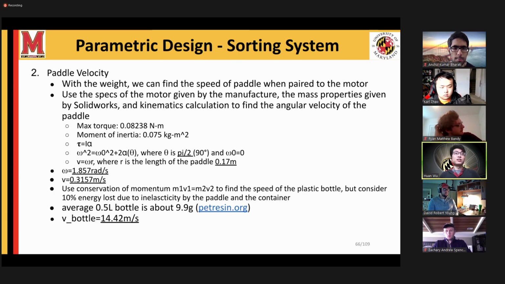To find the speed of the paddle when paired with our motor, we use the spec of the motors given by the manufacturer, the mass properties given by SolidWorks, and kinematics calculations to find the angular velocity of the paddle.